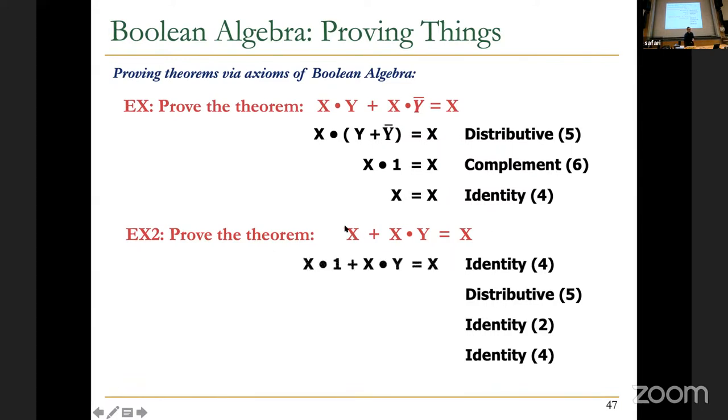Again, you can prove this right by expanding X to be X and one, and you have X and Y, and then distributing X over one and Y, you get this. One or Y is one, and then X and one is X. So this X plus X and Y magically becomes X, but it's not magic, as you can see. So whenever you see this, a lot of designers basically say this is X and they get rid of it.